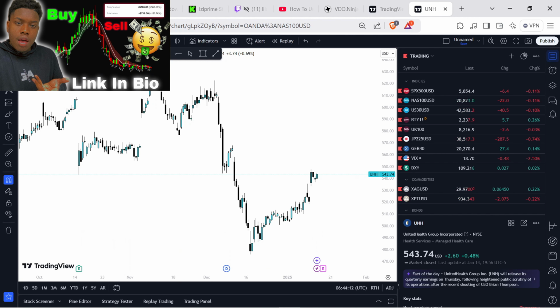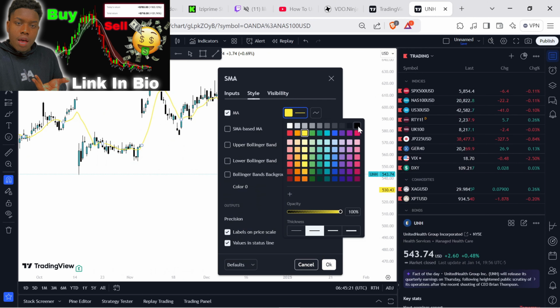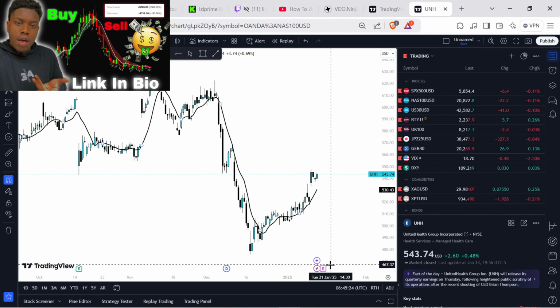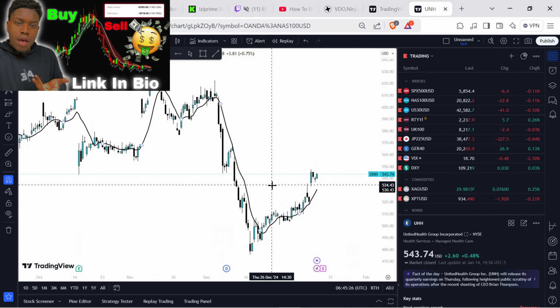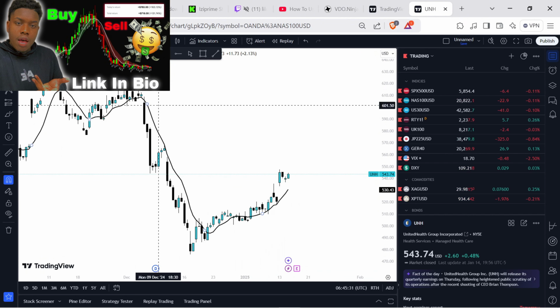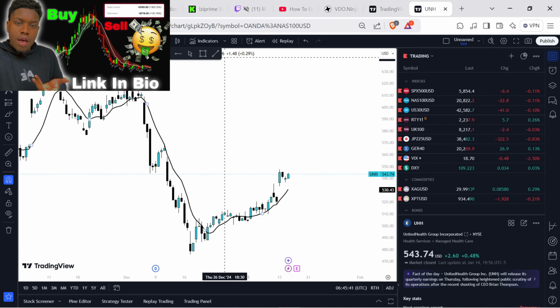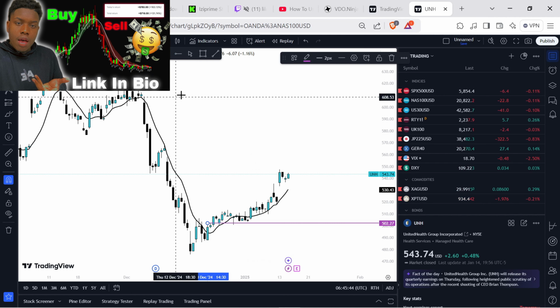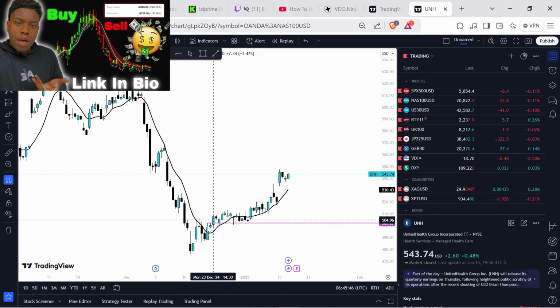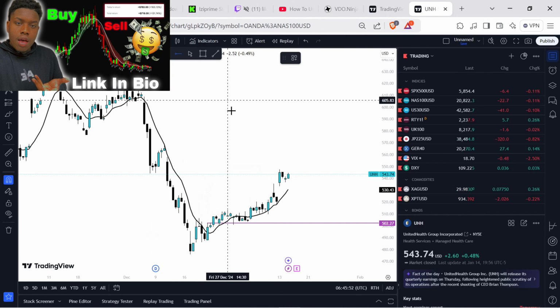Usually I have my indicator on, but I just keep it like that. Okay, black. Boom. As you guys can see, look at this. What I trade is called the SMA plus a strat, right? Above the SMA is around 502. So let's mark that 502. This is when I would have gone long and been like, okay, boom, let me predict where it's going.